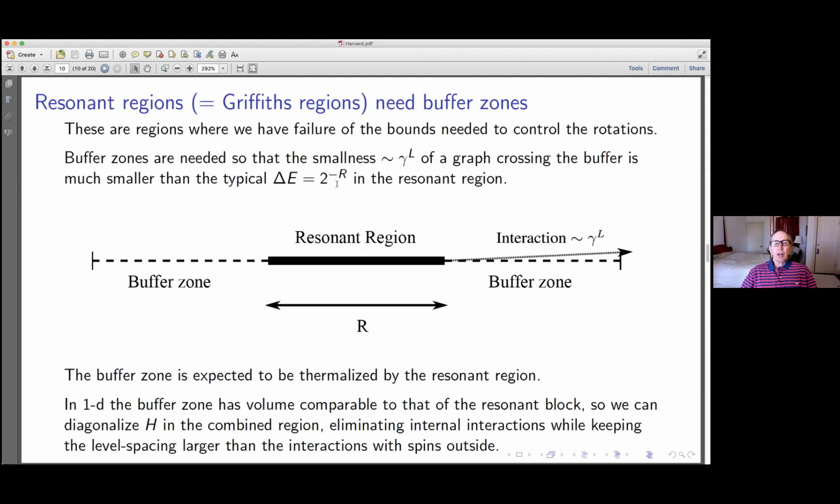Okay, well, this is all well and good for the case I was dealing with back then, where gamma was just taken to be a sufficiently small parameter. But now if we want to go toward the transition, this phenomenon is going to become problematic because gamma is going to get less and less small, and in an extreme case it could get to be bigger than 1/2, and then there would be no way of decoupling this resonant region from the rest of the chain. So basically, we expect this whole buffer zone to be thermalized by this resonant region.